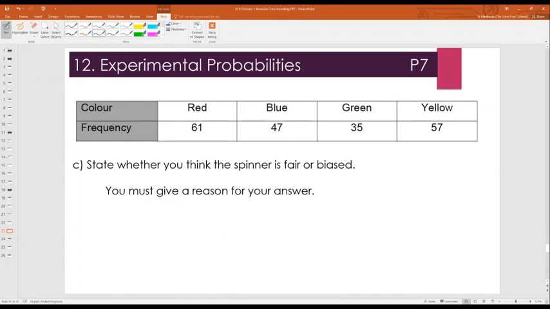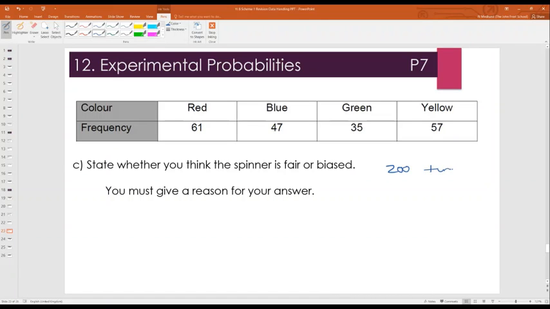Okay, and then last one for this one. This says state whether you think the spinner is fair or biased. You must give a reason for your answer. So if this was a fair spinner, what you've got to think about is what you would expect to happen if it was fair. There's four different sections here, and it's been spun 200 times.